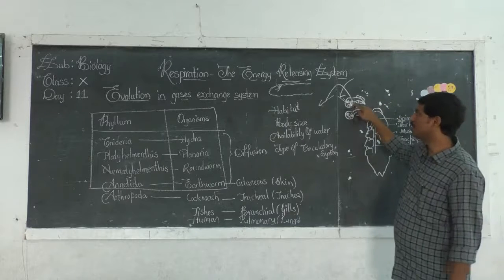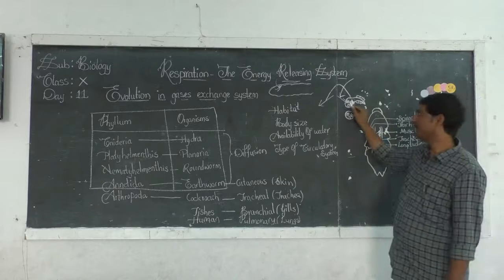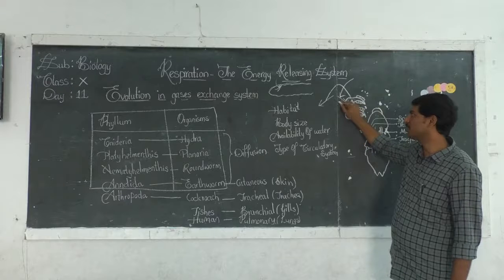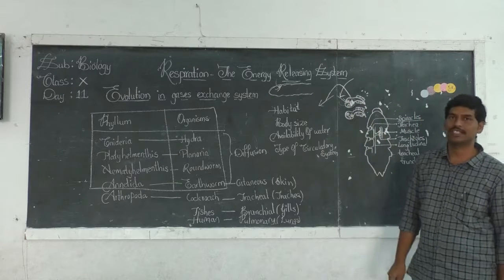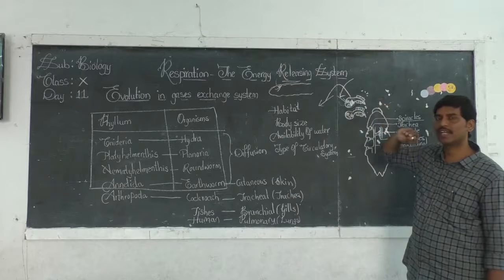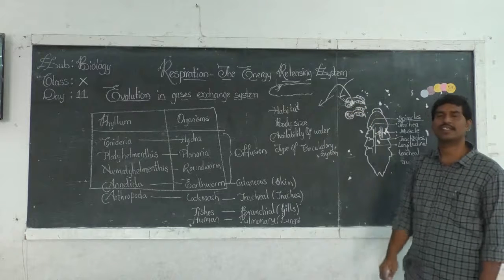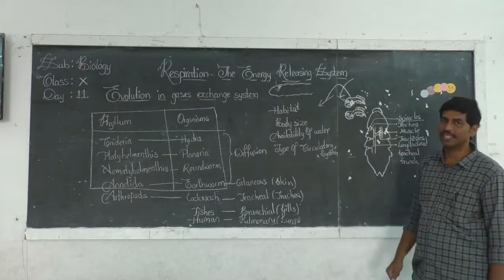Each gill pouch has an artery and also a vein. From the veins the carbon dioxide is given out, and through the arteries the oxygen dissolved in the water is taken inside. Like this, the carbon dioxide in the form of bicarbonate is given out and the oxygen is taken inside the fish. So this is how branchial respiration takes place.